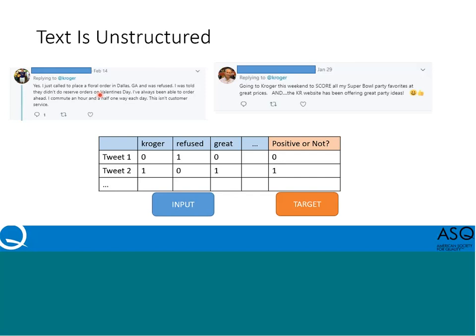So one easy way to do it is, if you're trying to assess whether this tweet is positive or negative to Kroger, this first one's negative. Someone's upset, and you flag keywords. The word Kroger does not appear. The word refused appears. Great does not appear here, but great appears over in this one. So it's how do you take this unstructured data and put it into a structure? There's a lot of thought that goes into this.